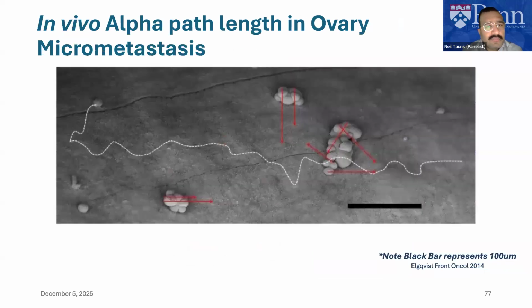Next slide. This is an example of the in vivo path length of a beta emitter versus an alpha emitter. So the squiggly white line shows what the path length of a beta emission might be, but the straight red lines show what the relatively small distances an alpha emitter would travel, suggesting really it's not going to go that far.